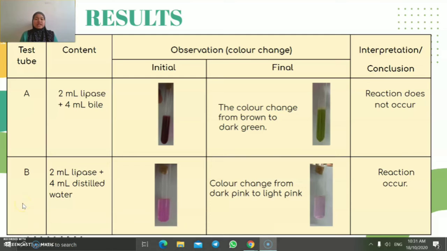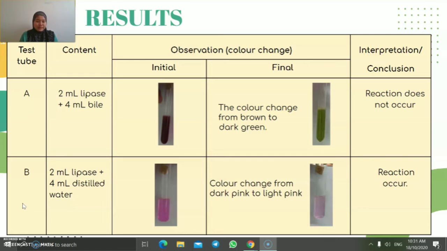The result of digestion of lipid. The first test tube, labeled A, contains 2 ml of lipase plus 4 ml of bile. The initial color is brown. Then the color changed from brown to dark green at the final color. So the conclusion is reaction does not occur.